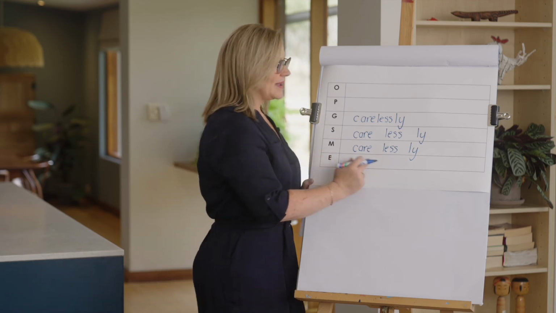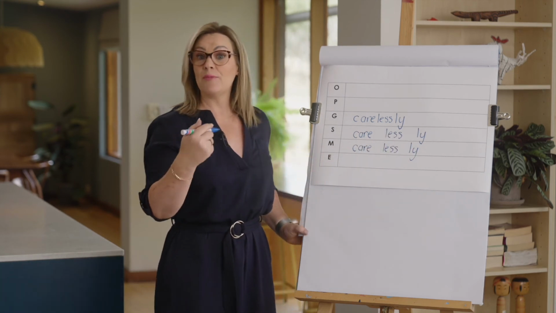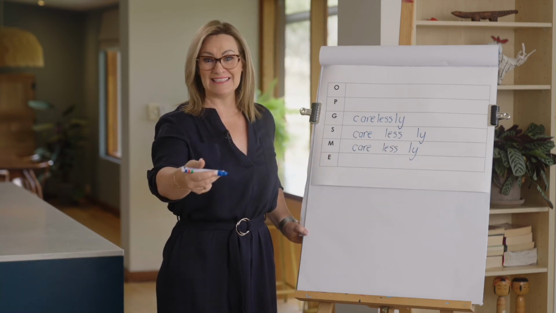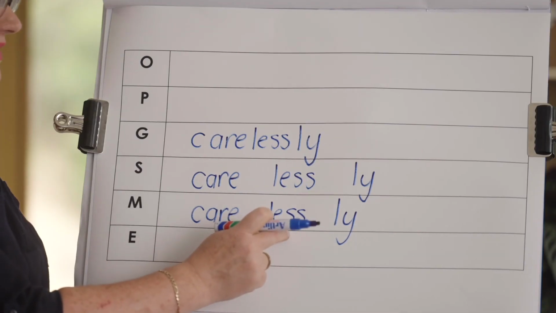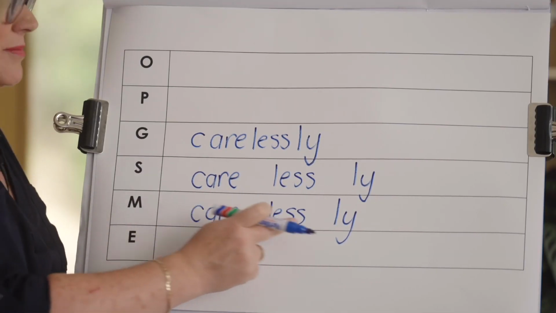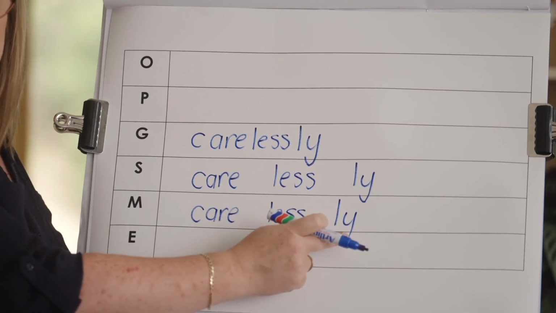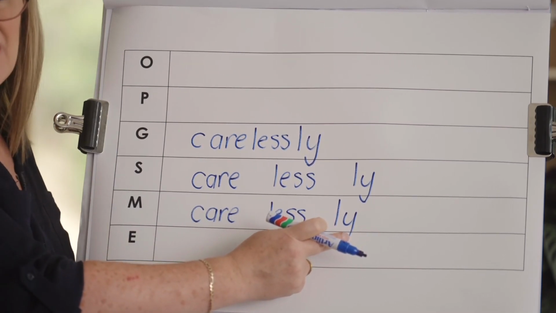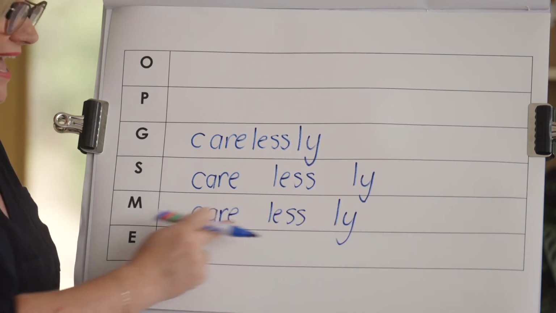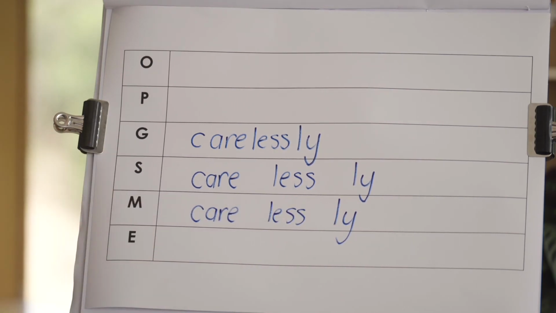So let's put all of that morphology together because our protagonist moved carelessly. So less means without. What did they do? They moved without care. Lee, like or how. How did they do it? Lee, they moved carelessly. Excellent.